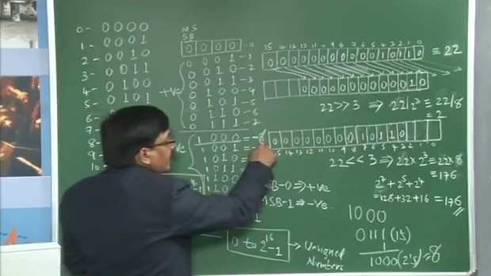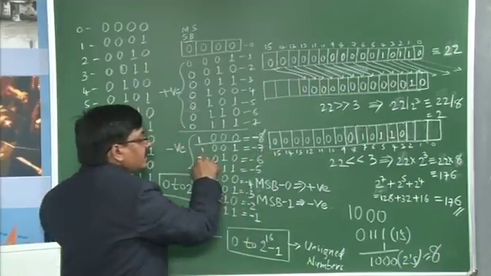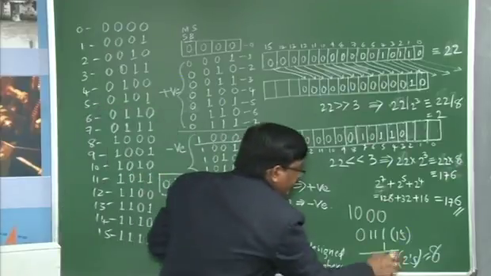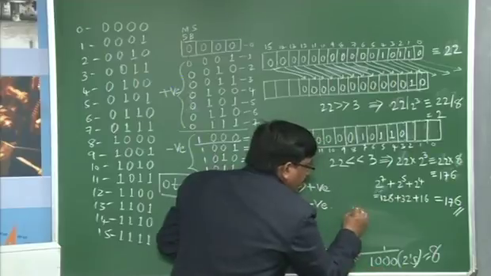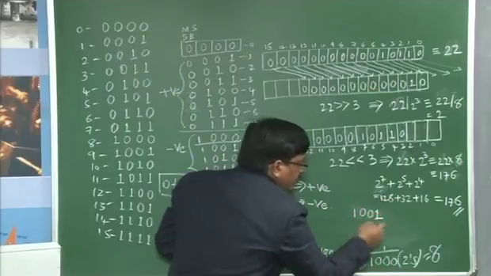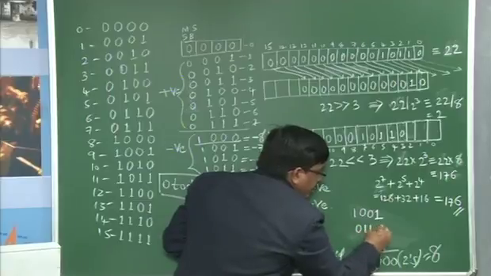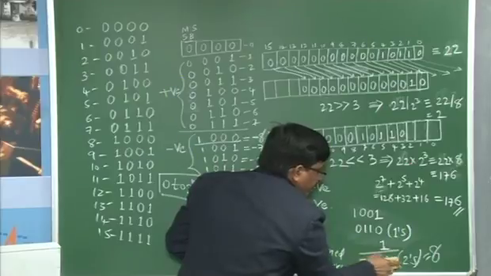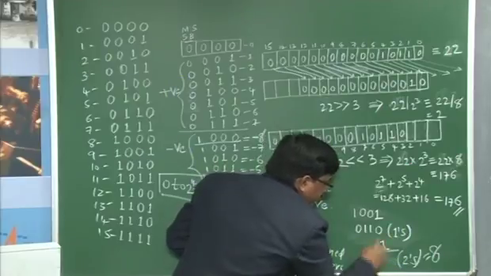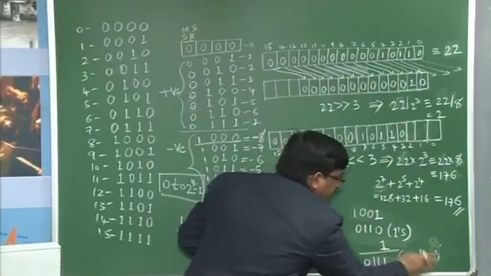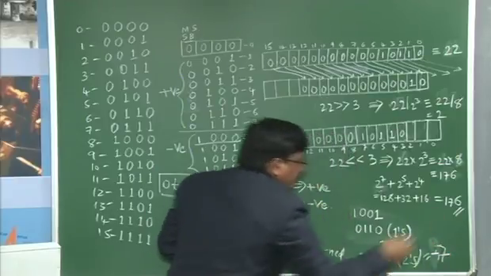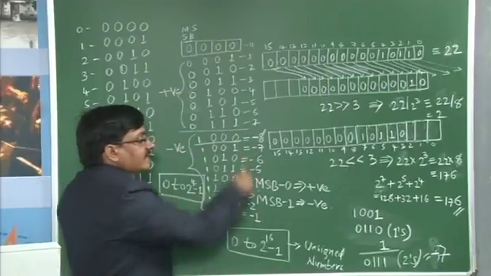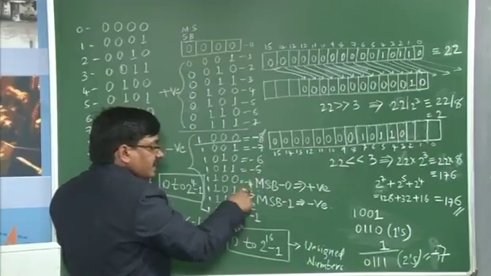Now, after minus 8, how do we get minus 7? The sequence is 1001. If you take the 1's complement of 1001, we get 0110. For this, if I add 1, I get the 2's complement, which is 0111, the value 7. Because I am taking the 2's complement, I assign the negative sign, so I get minus 7. Similarly I get minus 6, minus 5, minus 4, minus 3, minus 2, minus 1.